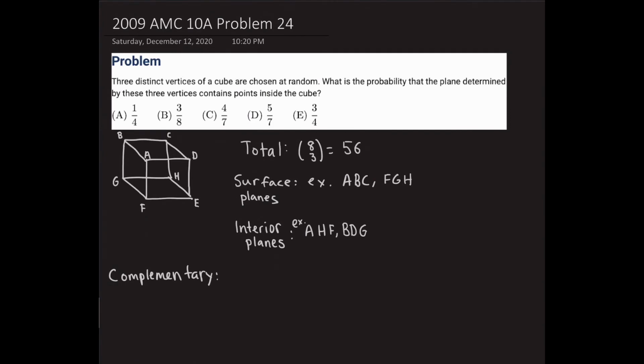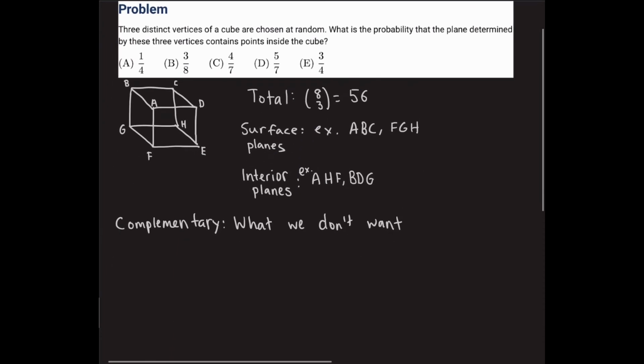In this case, since we only have surface planes and interior planes, if I can calculate the number of surface planes, which is much easier to do, and I can subtract that from the total, which is 56, that'll give you the number of interior planes. And so the number of surface planes, if we just select a certain face, we have 6 total faces. So first, what we don't want. So yeah, we have 6 faces.